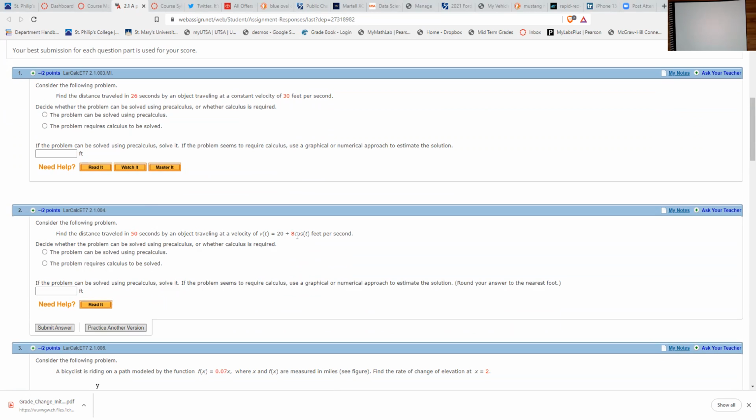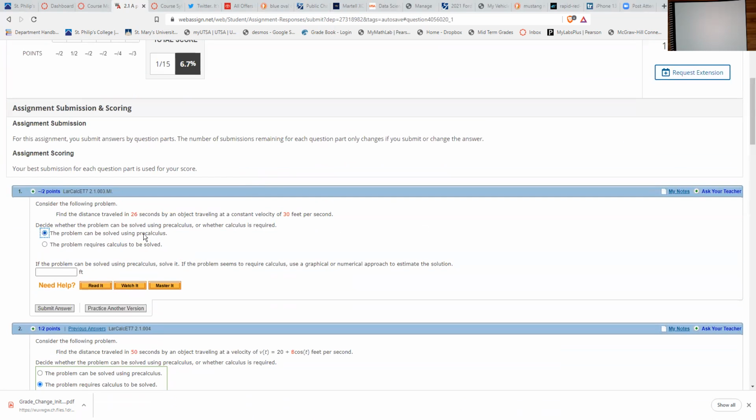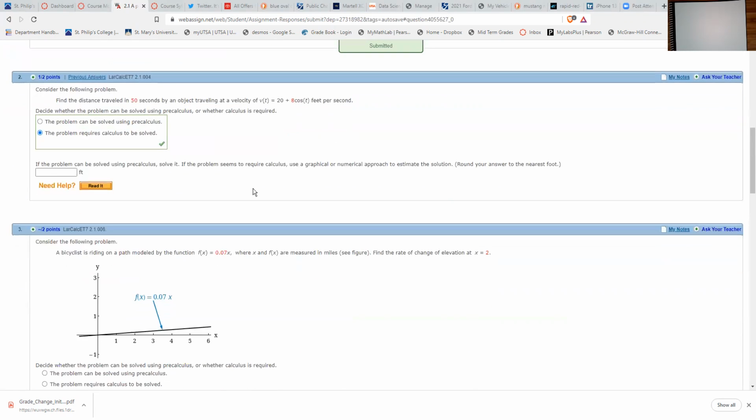So right now it says find the distance traveled, and I'm given a velocity function. Let's try it out and see. Do I need calculus? Yeah, because it's not a constant. Over here, no big deal, right? Does that make sense? Like as to why you need calculus and why you don't?